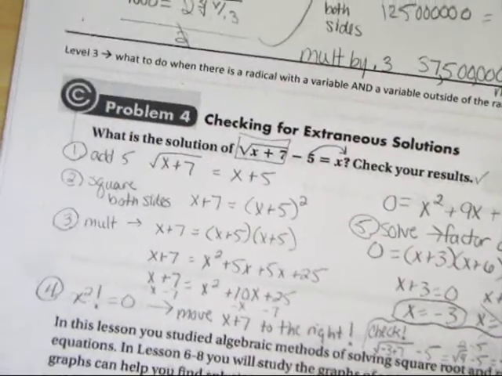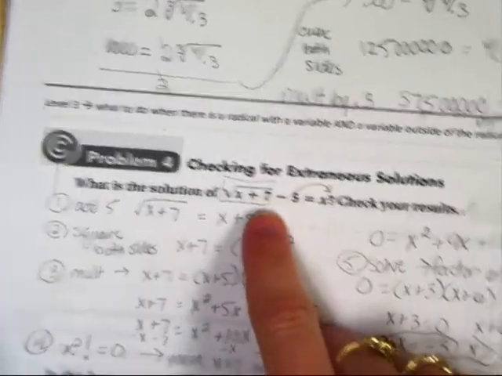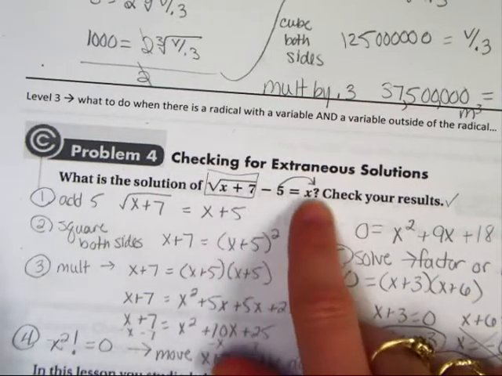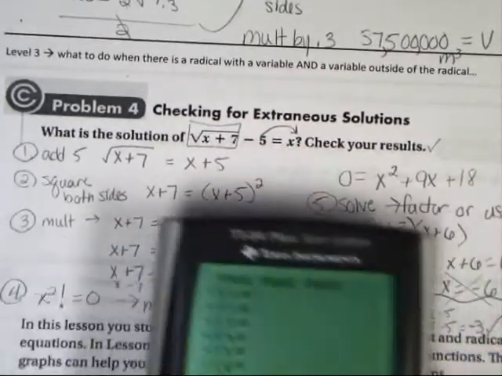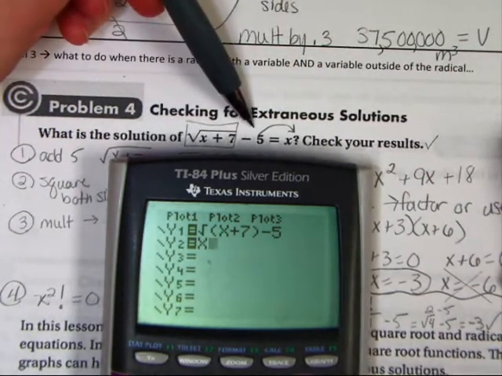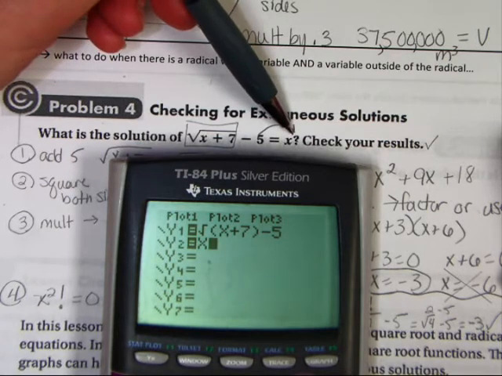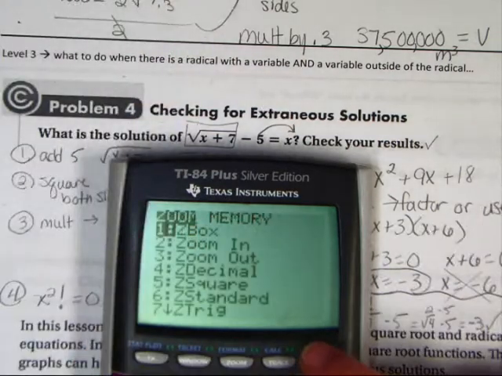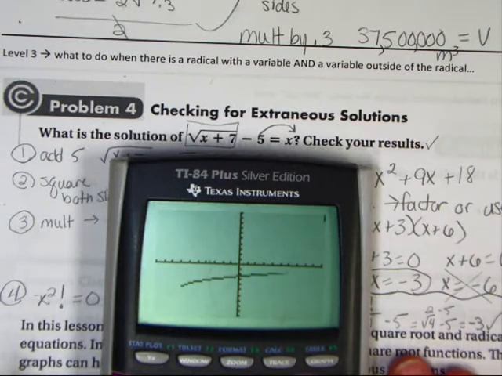We are going to put the left side of the equals on the y1 and the right side of the equals on the y2. So here we're going to do the square root of x plus 7, and then you have to go outside your square root, minus 5. I think you guys have to hit the right button. Yours might look a little different than mine. And the next equation is just x. So I put the left side on y1 and I put the right side on y2. Hit zoom 6 so you can see what the graph looks like.